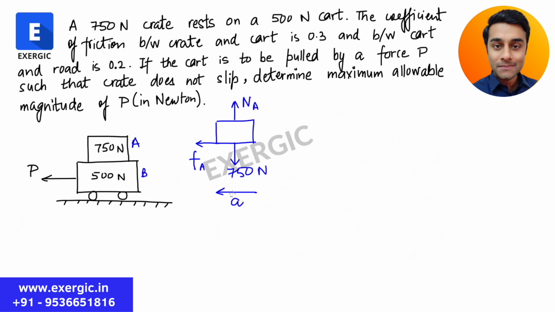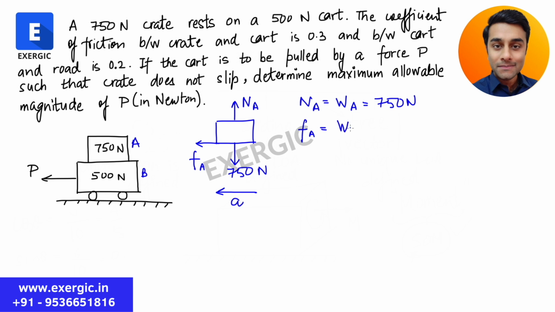If I want to write the equation of equilibrium for this particular body, what can I write? Along the vertical direction, I can write that NA is equal to 750 Newton, or NA is equal to weight of A, which is 750 Newton. I have applied this along y direction, and along x I can see that this friction force is causing an acceleration of A. So force is equal to mass multiplied by acceleration, Newton's second law of motion. So friction at A is equal to mass of A.